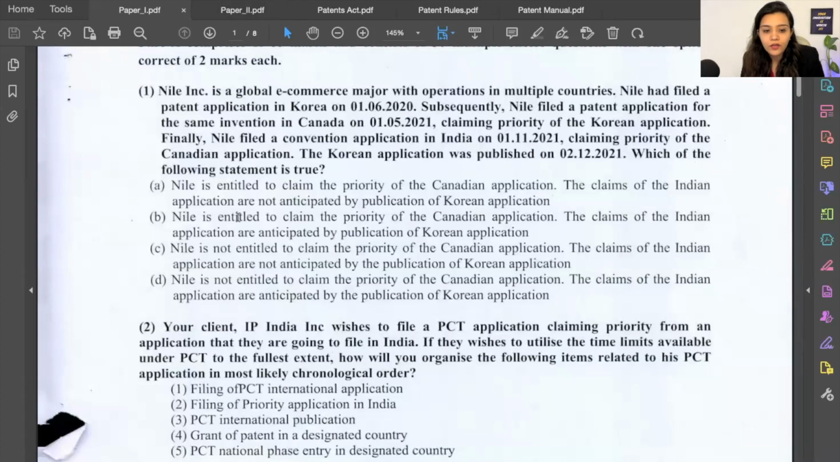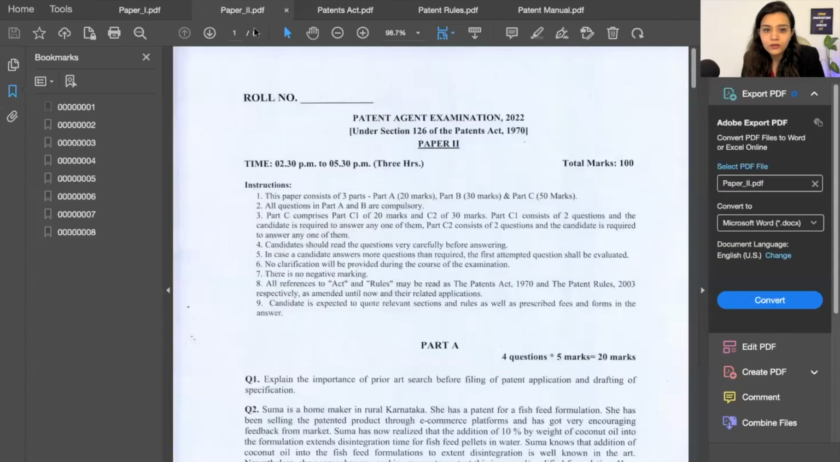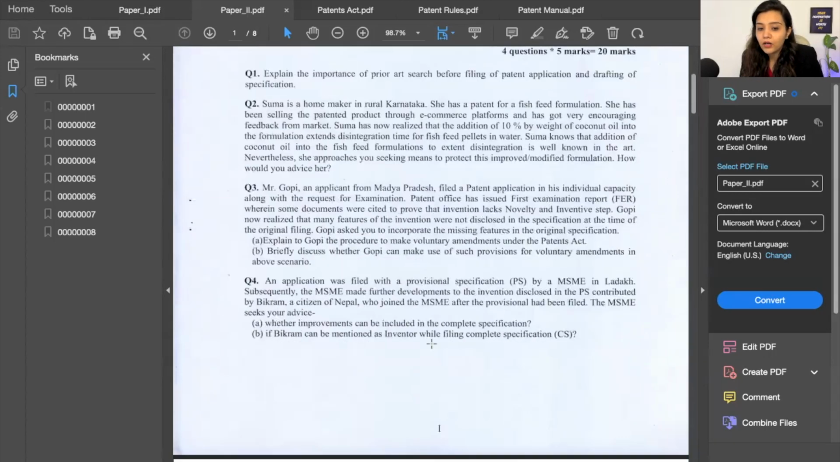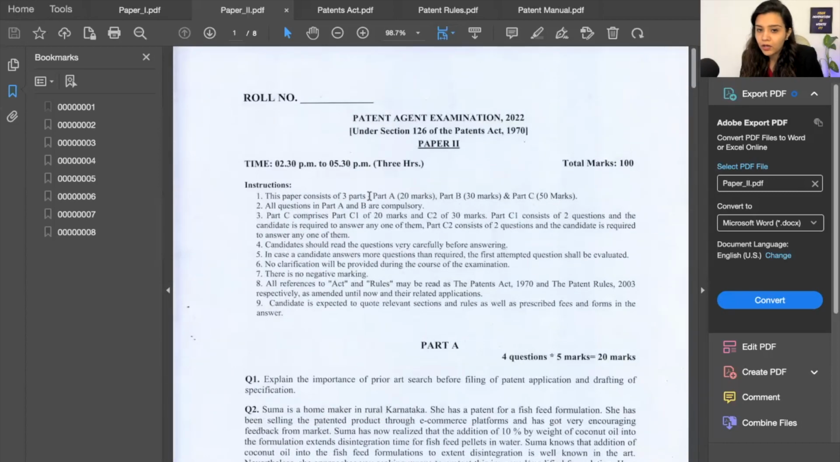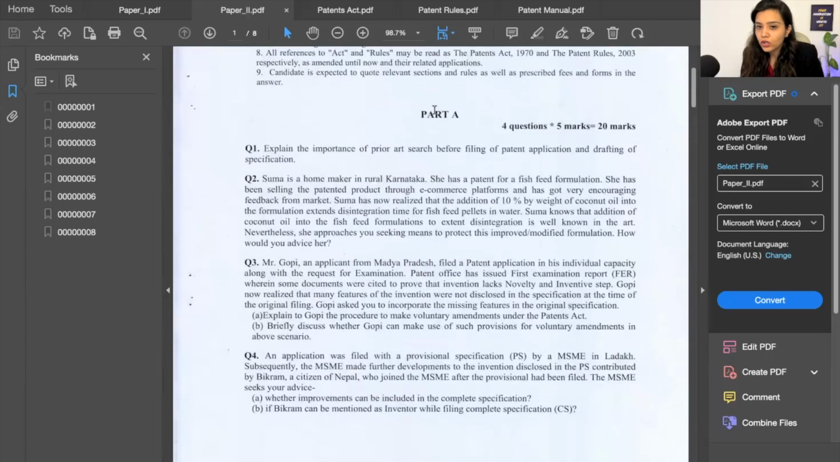Then once you have completed your first paper in the morning, there is a second paper in the afternoon, which is from 2:30 to 5:30. So in this paper, what is the most important part? They'll test your application, how well you can apply the Patent Act and the rules, and how well you can draft the patent applications. So basically, this part also consists of three parts, part A, part B, and part C, where part A is the short answer type questions, where there are four questions of 5 marks each.